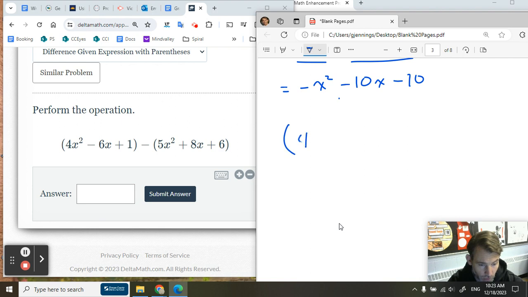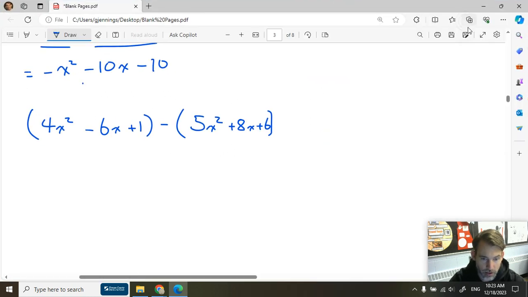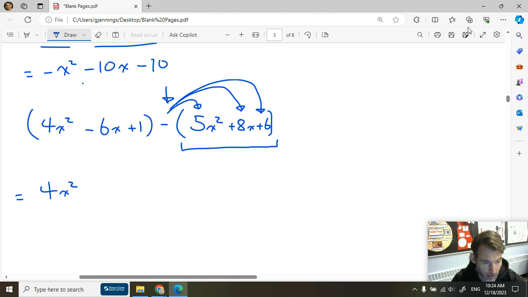If I have 4x squared minus 6x plus 1, and I'm going to subtract from that negative 5x squared plus 8x plus 6, this is a preview of the skill I'll show you in just a minute. This negative means subtract that, and subtract that. All of them get subtracted. We are subtracting the whole bracket. So here's what I would do. I would say this is 4x squared minus 6x plus 1 minus 5x squared minus 8x minus 6.